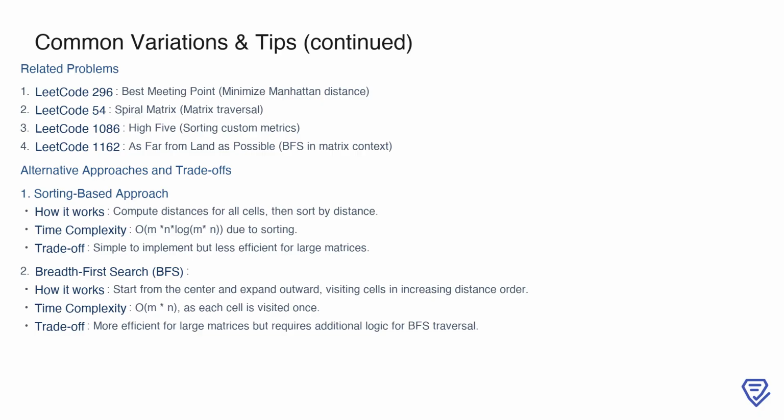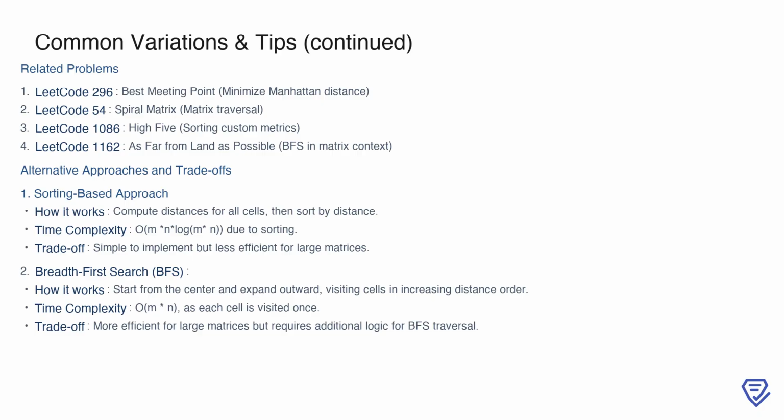On the other hand, BFS begins at the center and expands outward, visiting cells in order of increasing distance. This method has a time complexity of O(m*n), as each cell is processed only once. While BFS is more efficient for larger matrices, it does require additional logic to handle the traversal, making the implementation slightly more complex.